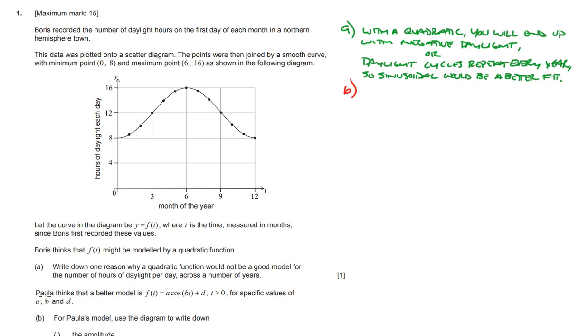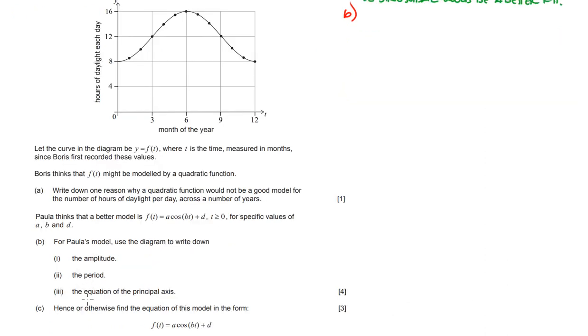B, after this, Paula thinks that a better model is f of t equals a cosine bt plus d, where t is greater than or equal to 0 for specific values of a, b, and d. So for Paula's model, use the diagram to write down the amplitude and the period and the equation of the principal axis.